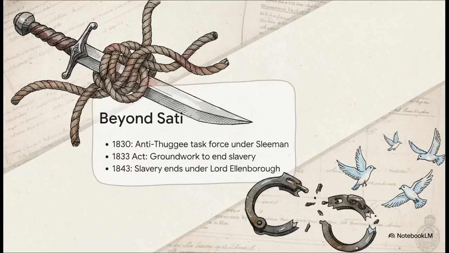And the reformist momentum didn't stop there. By 1830, a dedicated anti-Thuggee task force under William Sleeman was formed by Bentinck. Around the exact same time, the legislative wheels began turning on another massive issue: slavery. The Charter Act of 1833 laid the crucial groundwork. And finally, a decade later, in 1843, under Governor-General Lord Ellenborough, slavery was officially abolished.